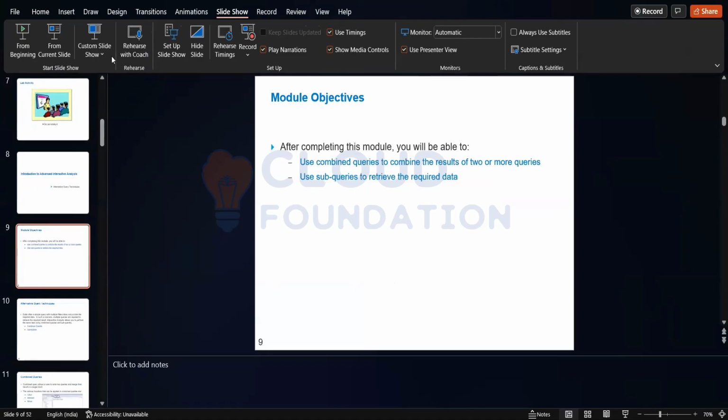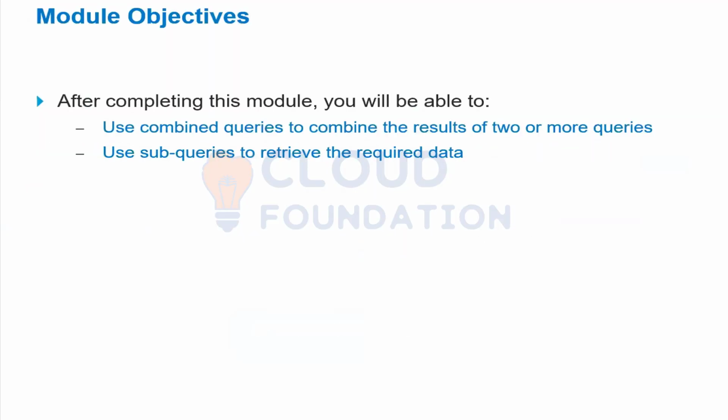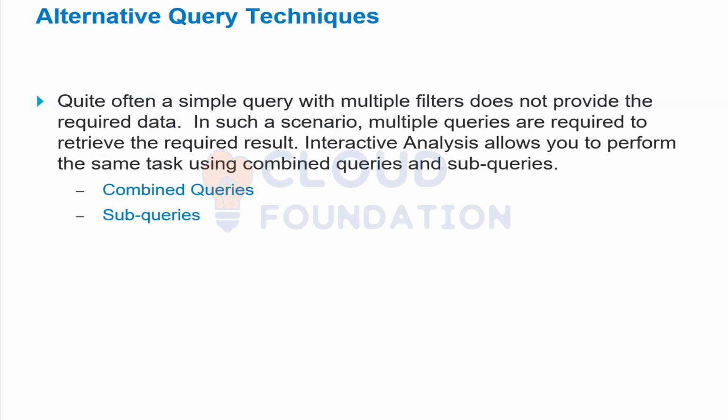Alternating query techniques. This is about combined queries. Use combined queries to combine the results of 2 or more queries. Use subqueries to retrieve the required data. So combined queries is like a union, intersection, like AND, OR, that kind of thing, like Venn diagrams.